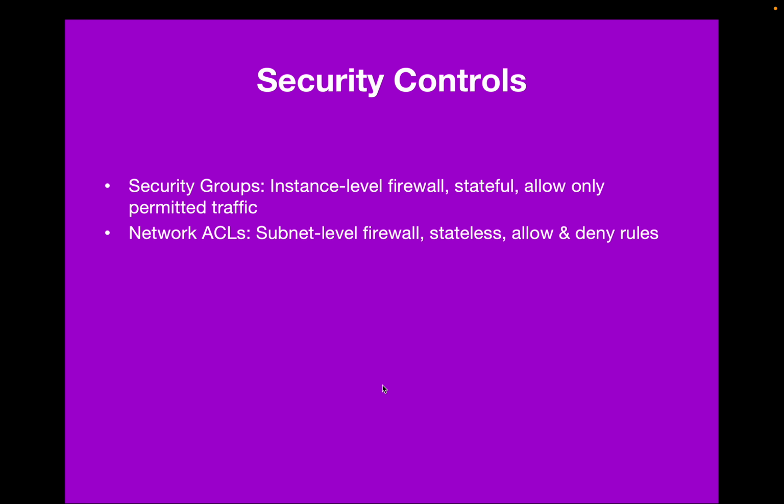Again, there are two types of security controls present in the VPC: one is the security group and the other is the network ACL. The only difference between these two firewalls is that one operates at the instance level and the other operates at the subnet level. We'll discuss this in detail, but these are basically a way to control traffic inside and outside of your machine.